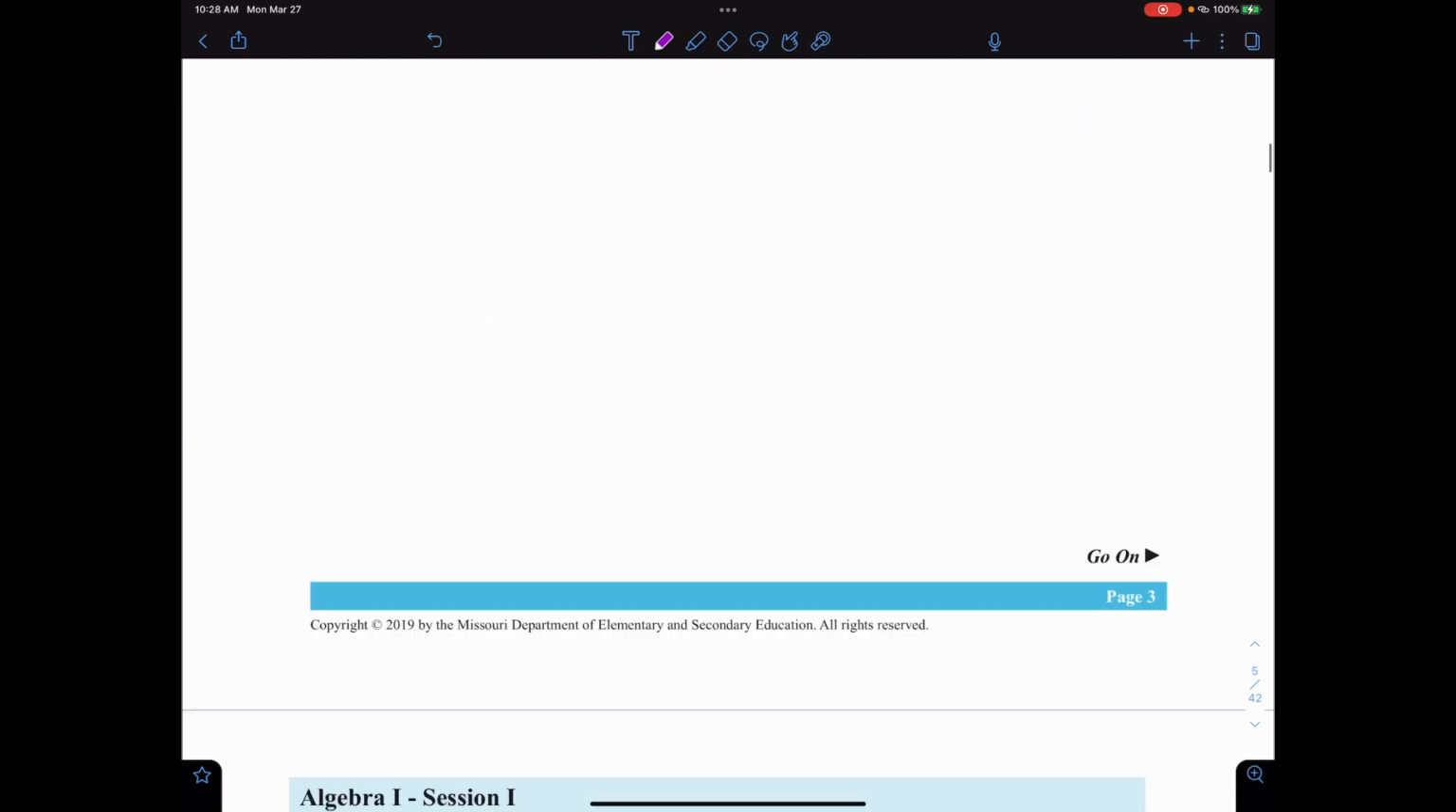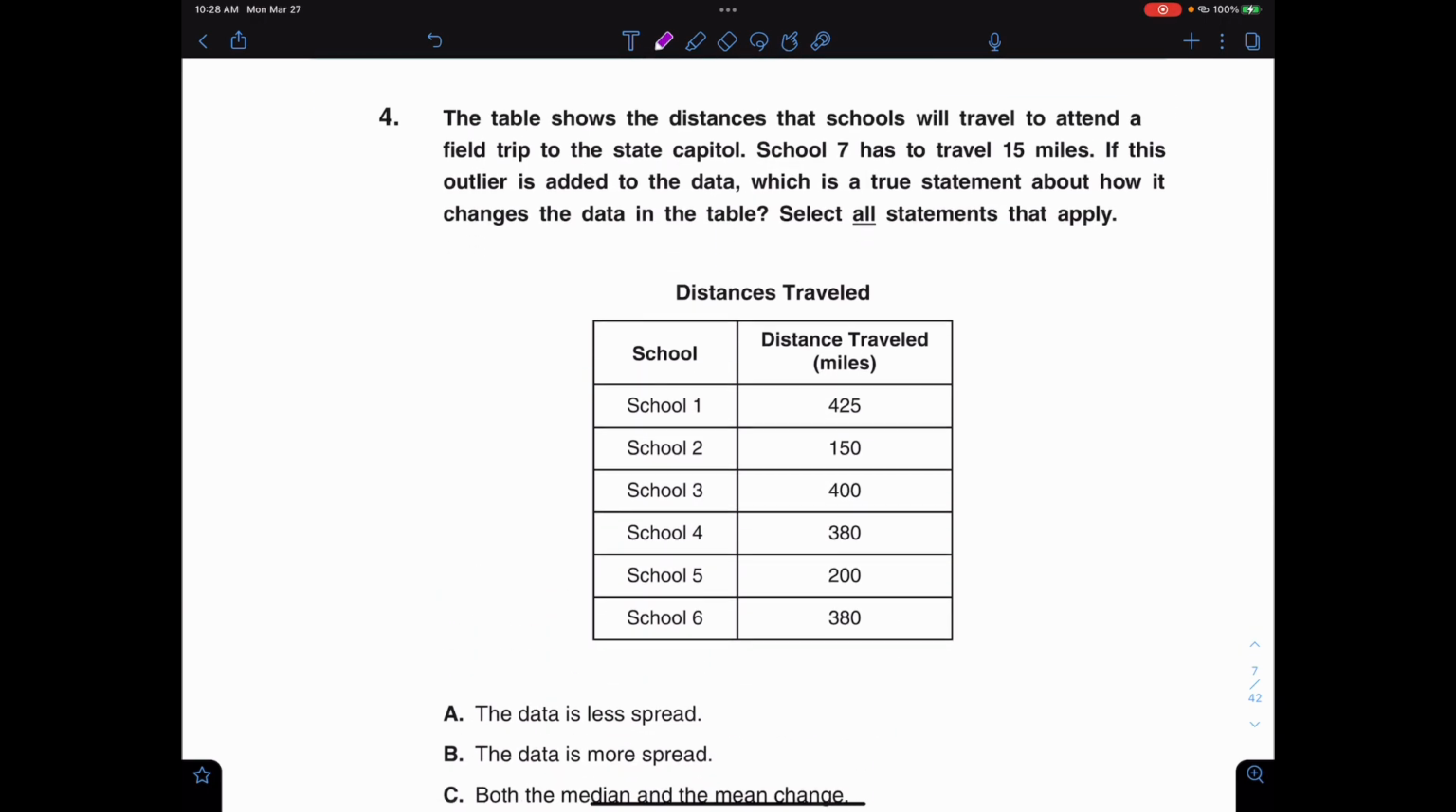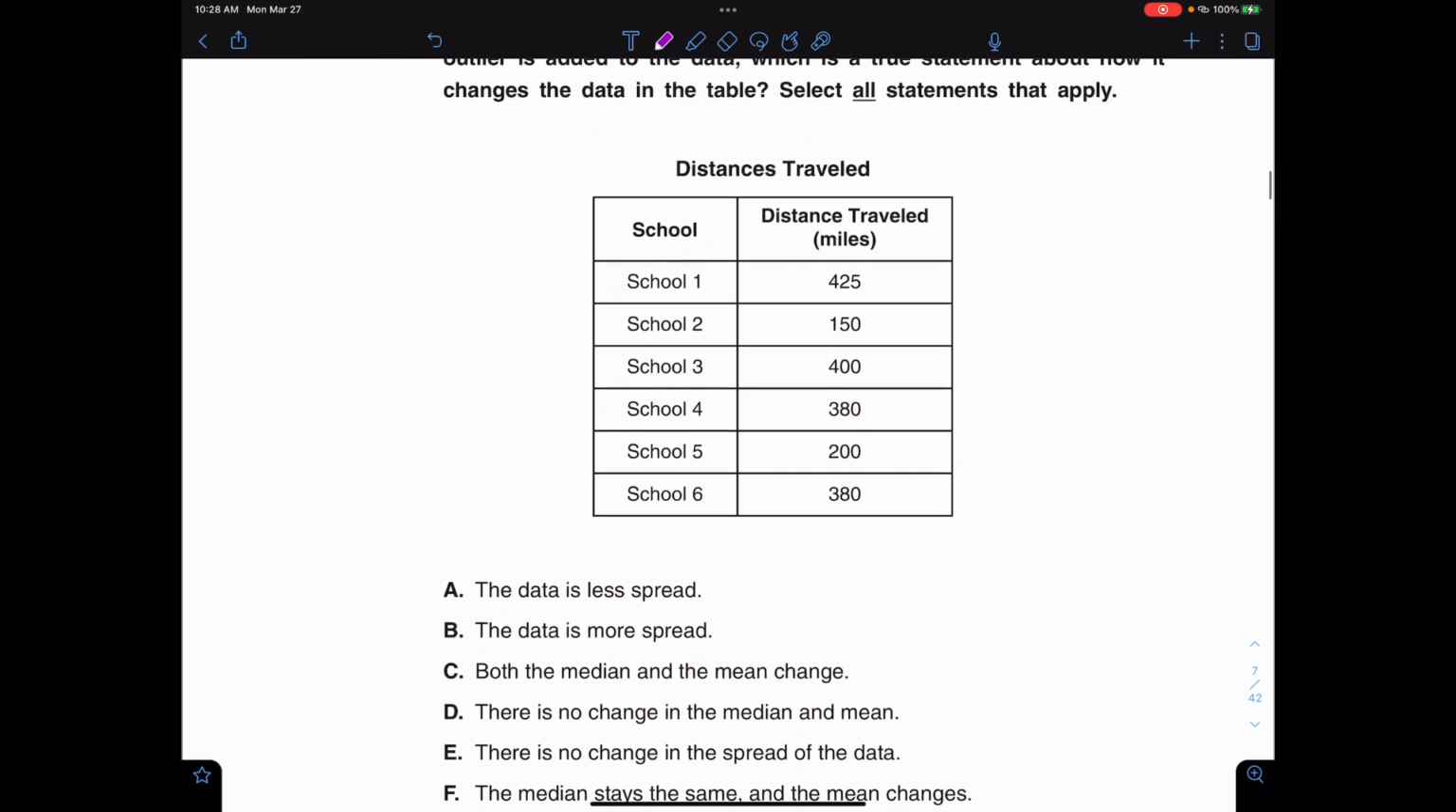Okay, the next one that we didn't do was this one. It says the table shows the distances that schools will travel to attend a school field trip to the state capital. School 7 has to travel 15 miles. If this outlier is added to the data, which of the following statements is true? Okay, so what we're going to end up having to do is take all of these data points and put them in order. So let me write them here.